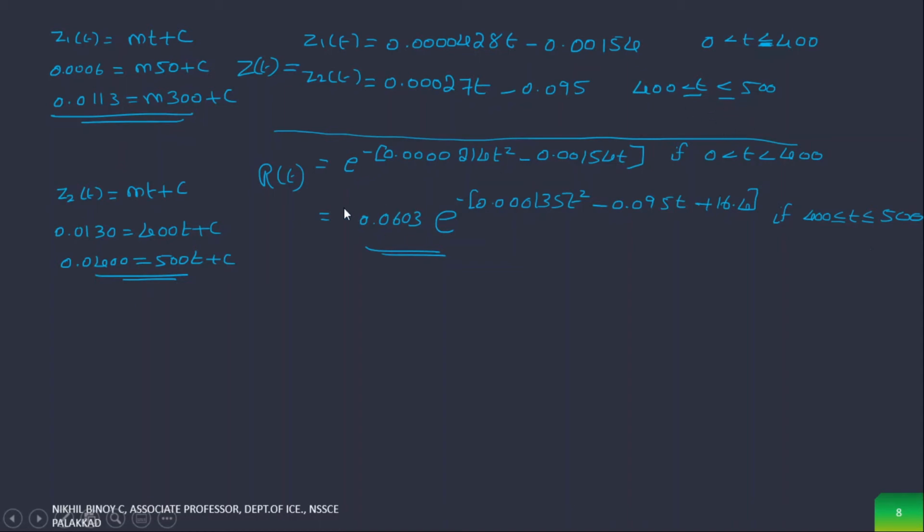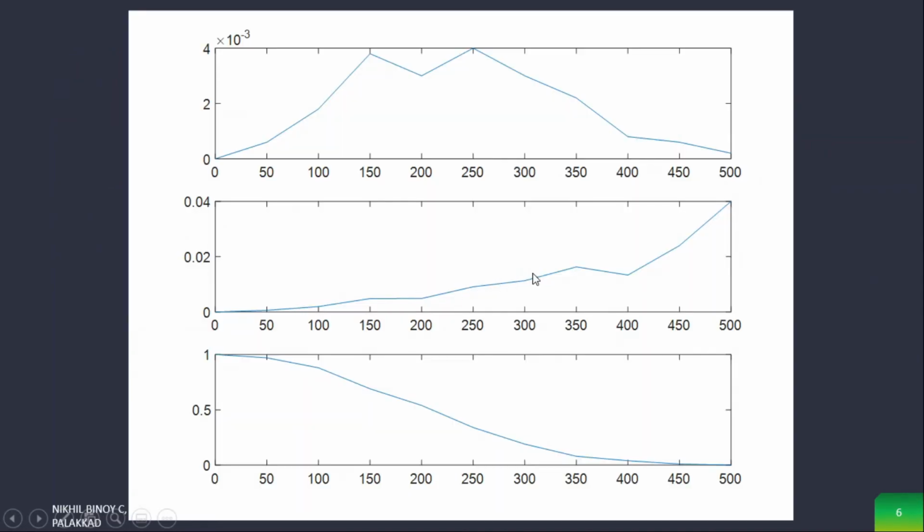Now corresponding reliability is R of t is equal to e raised to minus 0.0000214 t square minus 0.00154 t if 0 less than t less than 400, and equal to 0.0603 into e raised to minus 0.000135 t square minus 0.095 t plus 16.4 if 400 less than or equal to t less than or equal to 500. Please note, this one is not an accurate modeling, this one is a failure rate, and you can see that this is KD.